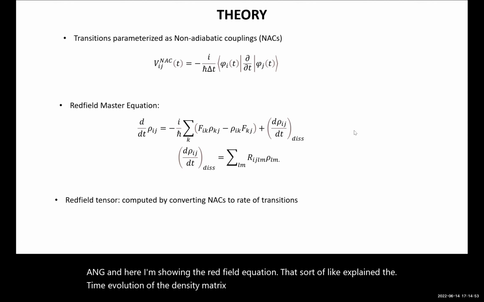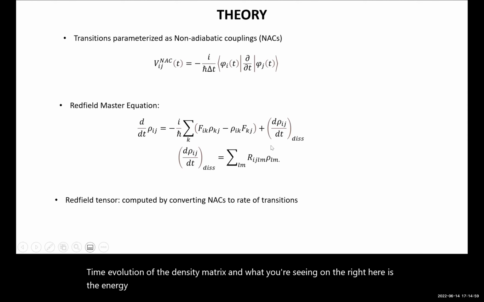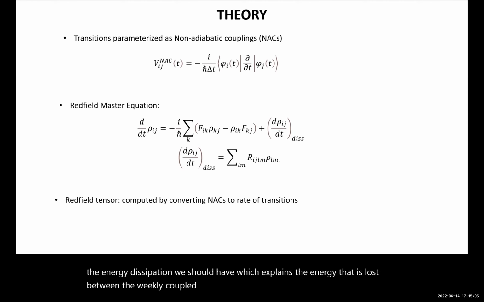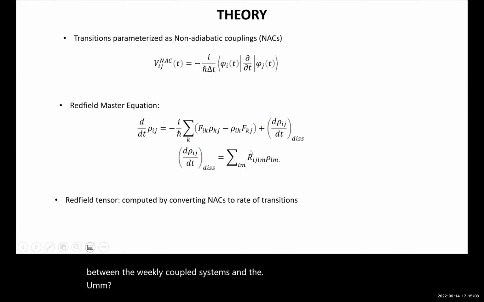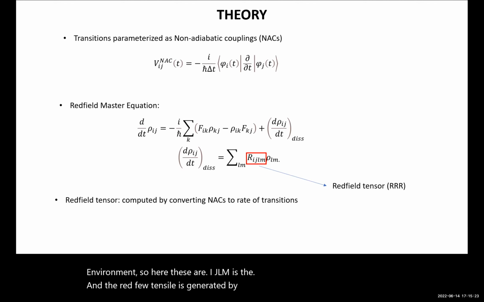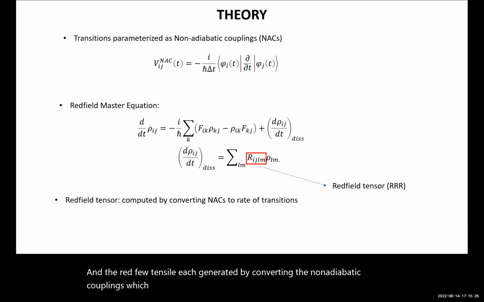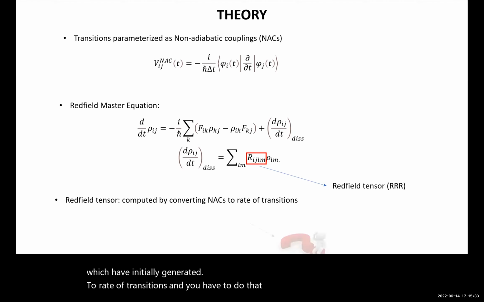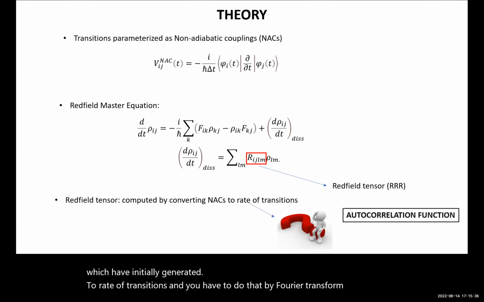And what you're seeing on the right here is the energy dissipation, which explains the energy that is lost between the weakly coupled systems and the environment. So here, this RIJLM is the Redfield tensor. And the Redfield tensor is generated by converting the non-adiabatic couplings which have initially been generated to rates of transitions. And you have to do that by Fourier transform of the autocorrelation function.